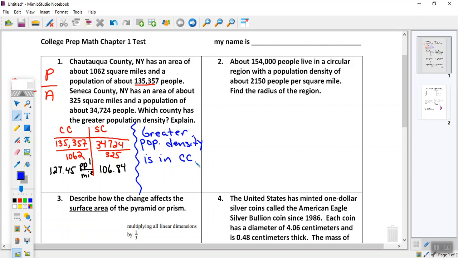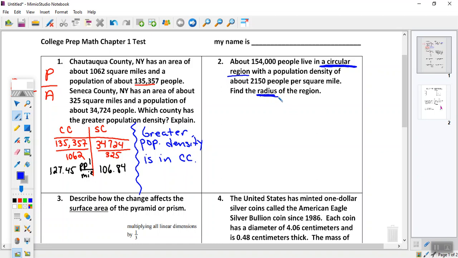All right, we've seen problems like number 2 in the past. It says about 154,000 people live in a circular region. You should have red flags going everywhere saying, ooh, my area is what shape? It's going to be a circle, okay? Keep that in the back of your mind. It's got a population density of what, kids? 2,150 people per square mile. Good. What are we trying to find?